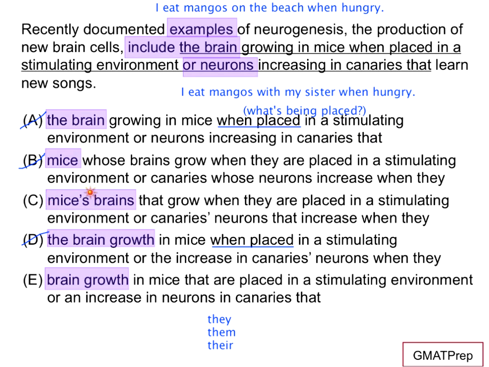So since mice's is in this possessive noun form, you could use their to refer to it, but that's not in the sentence. They've got they. And so that's no good. And we can cross off C. And that leaves us with E, and I sure hope it's right. So let's go check E. So what did E do? It took when out entirely, and it changed it to that are placed. So is that okay? Tell me why. Why is it okay to say that are placed instead of when?